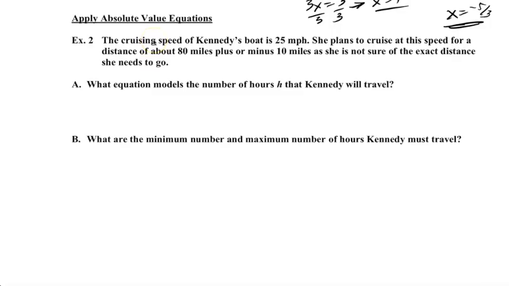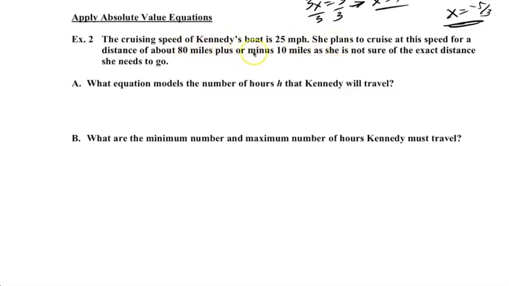Let's apply an absolute value. So the cruising speed for Kennedy's boat is 25 miles per hour. Oh, so relatable. Boat speed. Anyway, she plans to cruise at this speed for a distance of 80 miles plus or minus 10 miles. That's your absolute value right there. The plus or minus 10 miles, right? That's your absolute value. We'll get to it, but that's going to be key. As she is not sure the exact distance she needs to go. Write an equation that models the number of hours h that Kennedy would travel.